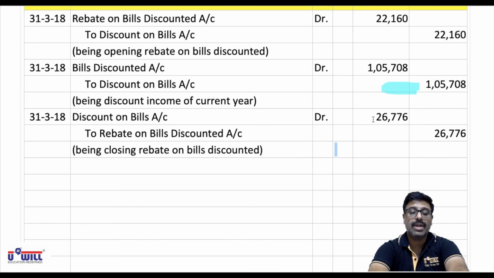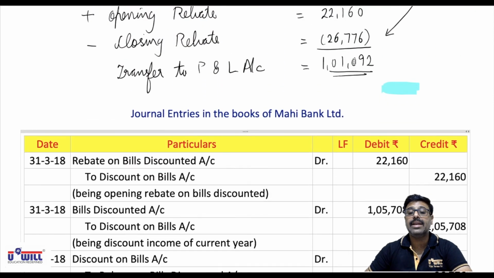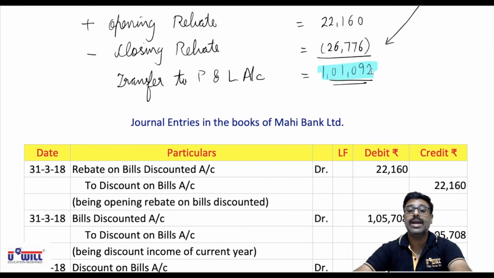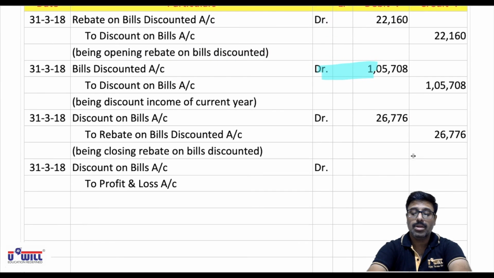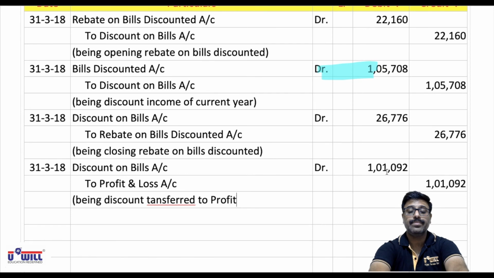And then finally we will transfer the amount to profit and loss account. So discount on bills account debit to profit and loss account, and that calculation we have already done over here. See here, what is the amount to be transferred to P&L account? 101092. So to profit and loss account 101092. So this is how the journal entries are to be passed, being discount transferred to profit and loss account.